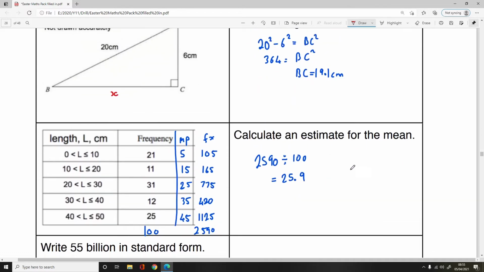Third one, estimate for a mean. Again, this should be bread and butter by now. You need to put a column for midpoint, you need to put a column for fx, and then you need to, well, work stuff out. So the midpoints are in the middle of the points. The frequencies are summed up to get 100. The fx's multiplied across to get them, and then we add them up to get 2590, and then we divide the total of the fx by the total of the frequency. 2590 divided by 100 is 25.9.